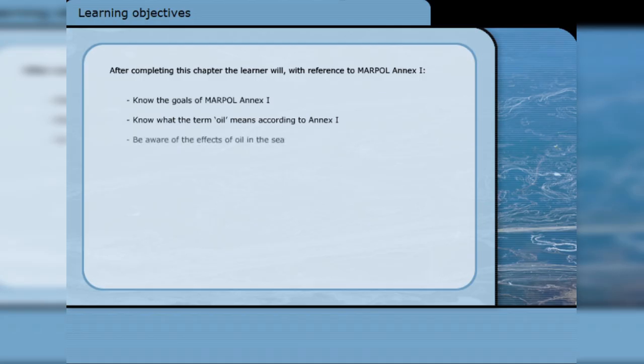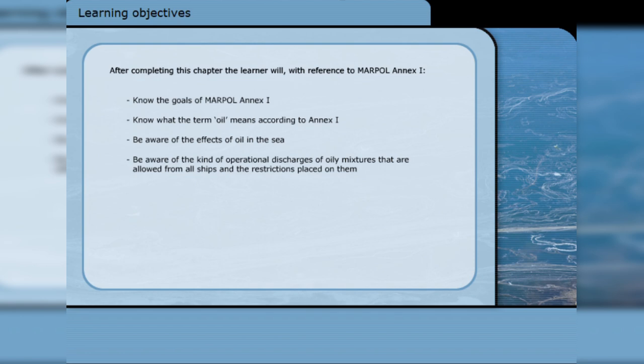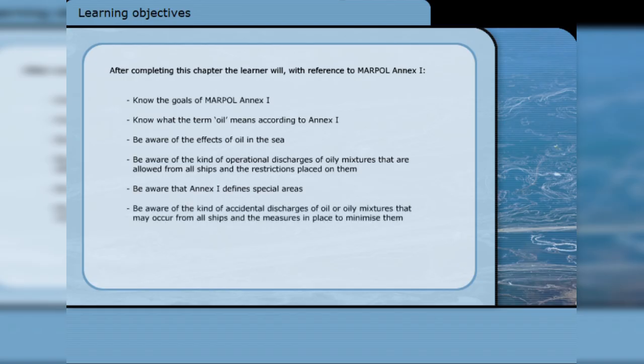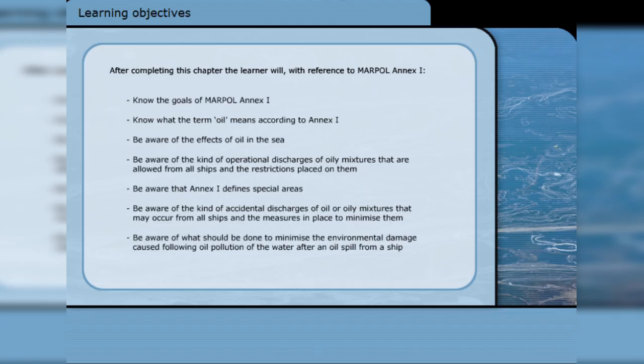After completing this chapter, the learner will, with reference to Marpol Annex 1, know the goals of Marpol Annex 1, know what the term oil means according to Annex 1, be aware of the effects of oil in the sea, be aware of the kind of operational discharges of oily mixtures that are allowed from all ships and the restrictions placed on them, be aware that Annex 1 defines special areas, be aware of the kind of accidental discharges of oil or oily mixtures that may occur from all ships and the measures in place to minimize them, be aware of what should be done to minimize the environmental damage caused following oil pollution of the water after an oil spill from a ship.